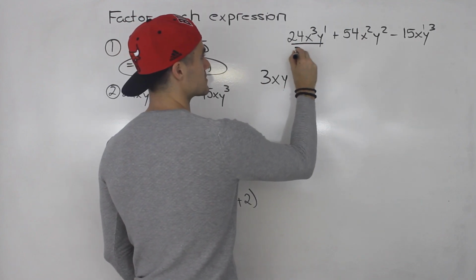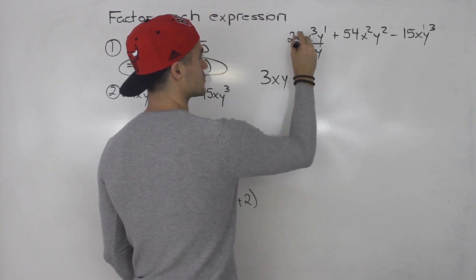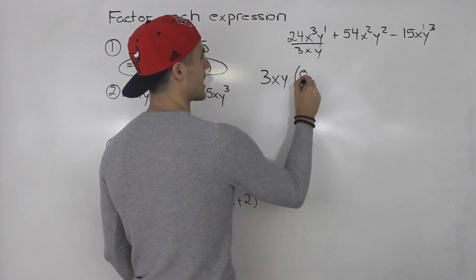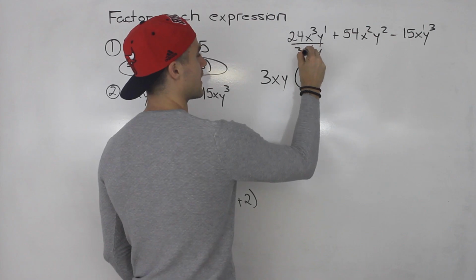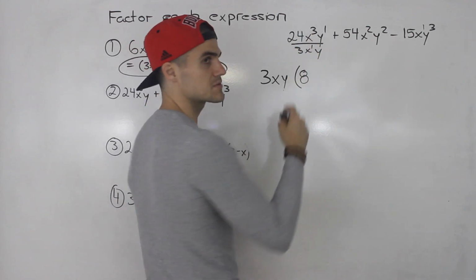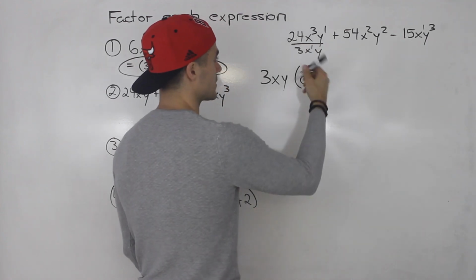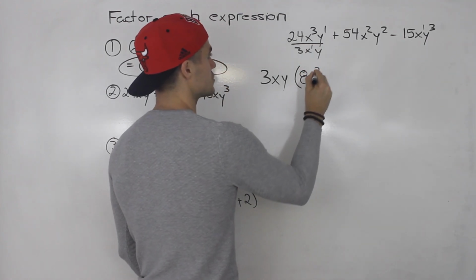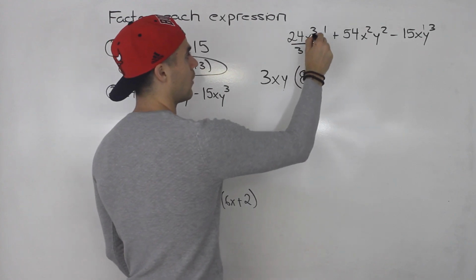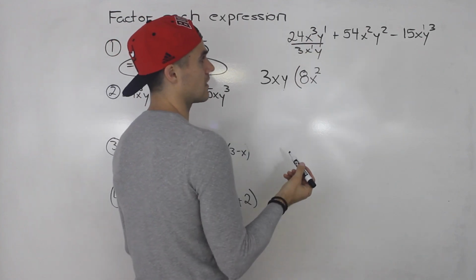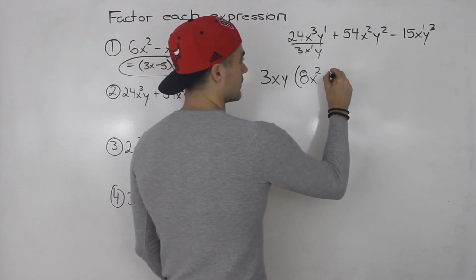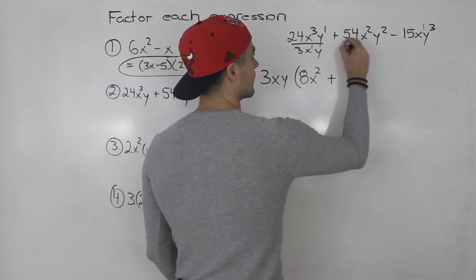Well, if we divide this by 3xy, 24 divided by 3 is 8. X cubed divided by x to the power 1, when you're dividing exponents with the same base, you subtract the exponents. So 3 minus 1 gives us 2, and then y over y, those cancel out. And we have plus here.